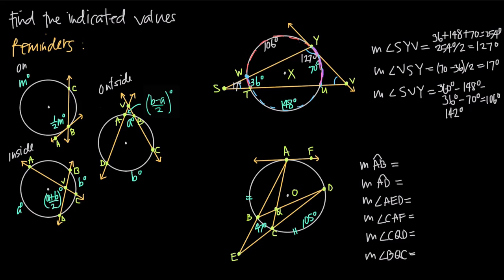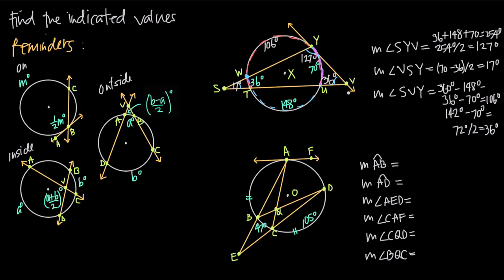What about the measure of arc YU? Well, I know that that's 70, so I just want to take 142, I want to subtract 70 degrees, and that's going to give me a result of 72 degrees. But then according to my formula over here, B minus A divided by 2, I need to divide this by 2 to get 36 degrees, and that'll be the measure of angle V over here.